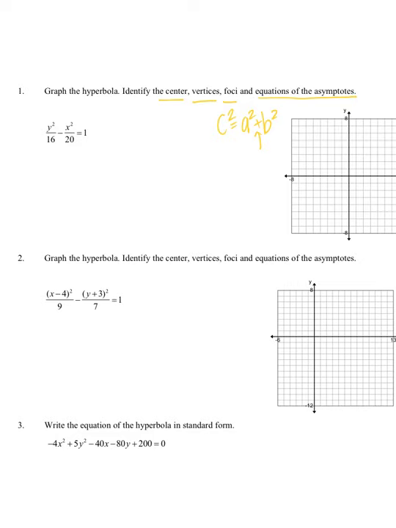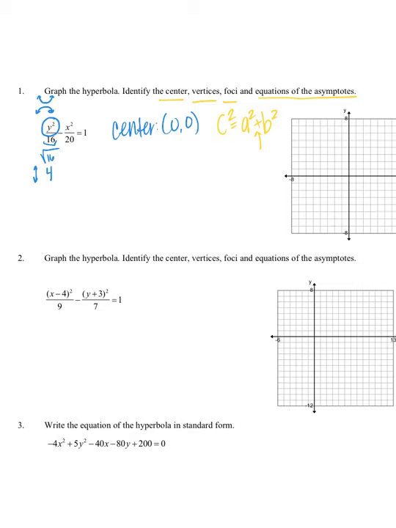So the very first thing is that we have a center at 0, 0, and I know that because I'm not adding or subtracting from my x and my y's. The other thing I notice is that y squared is first, so that tells me my hyperbola will be opening up vertically. I also see this number 16 underneath the y, and the square root of 16 is 4. That's how much I'm going to move up and down.